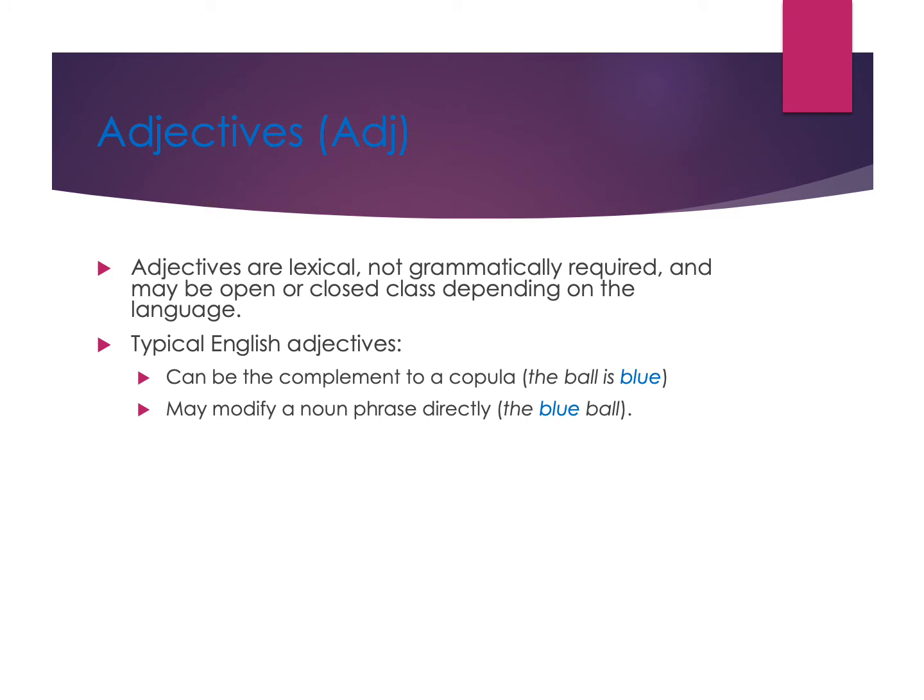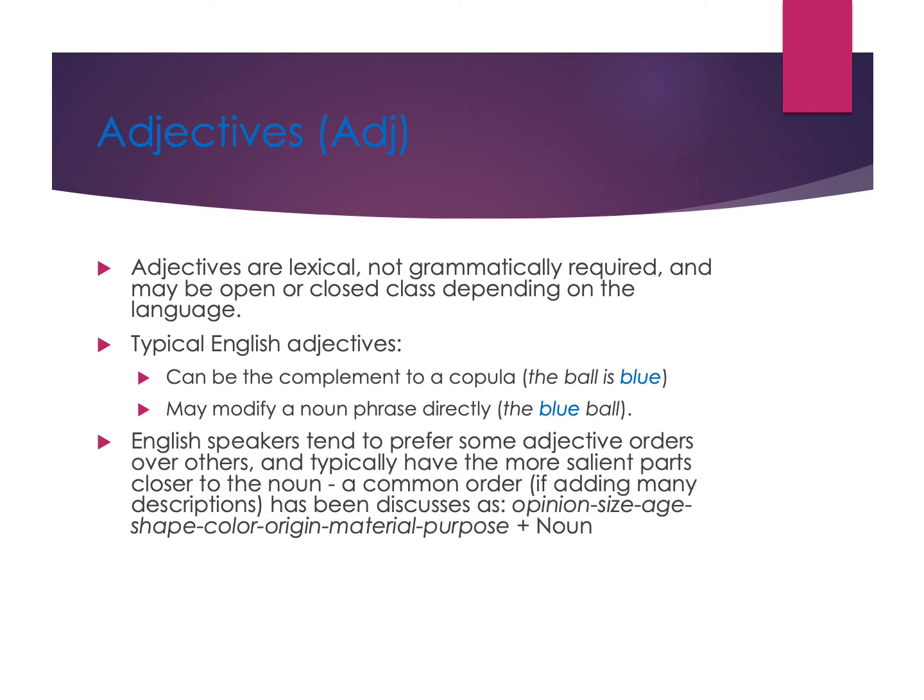And typically, they're a complement to a copula. So they're going to show up after a copula verb in the object position. Or they can modify a noun phrase directly, where they're directly in front of a noun. And English speakers have a preference for some adjective orders over others, where we've started to discover that typically the more salient parts are closer to the noun. A common order that has been researched is that you would say something like an opinion, then size, then age, then shape, then color, then origin, then material, then purpose, then the noun. So even though we can just put a bunch of adjectives in front of a noun, we still have a preference for where we put things.